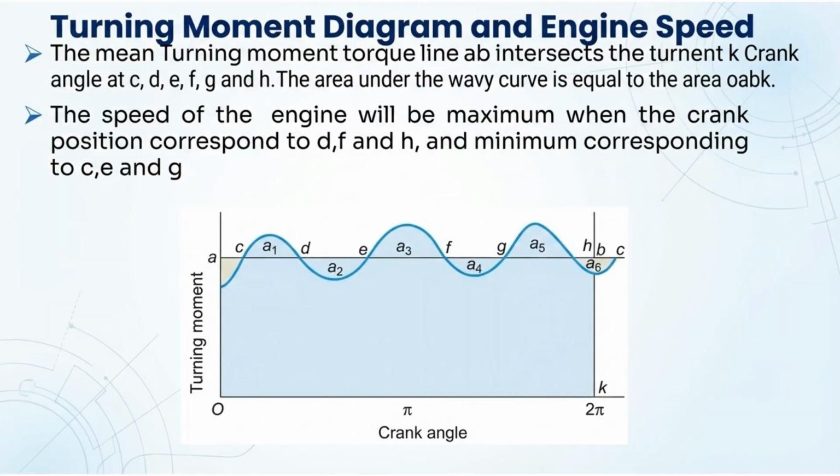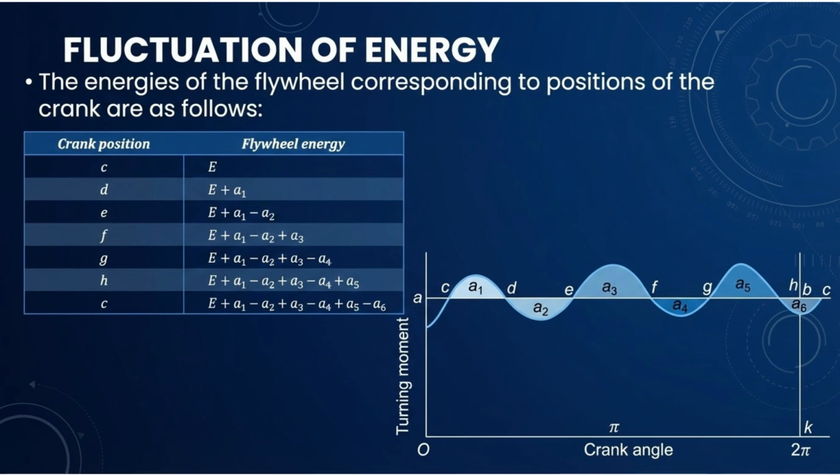The engine speed is maximum when the crank position corresponds to D, F, and H, and minimum when the crank position corresponds to C, E, and G based on the turning moment diagram. The fluctuation of energy in the flywheel corresponds to the work done, represented by the shaded areas in the diagram. The table shows the cumulative energy at various crank positions, starting with energy E at position C.